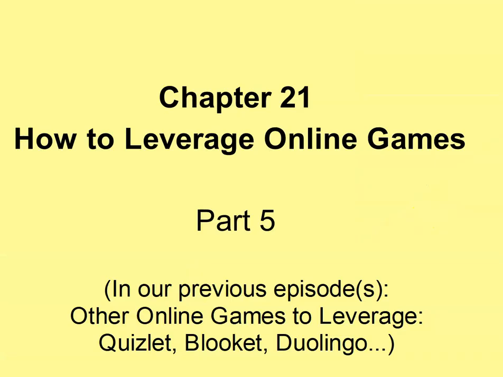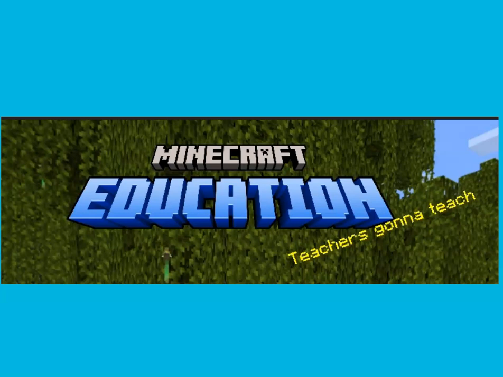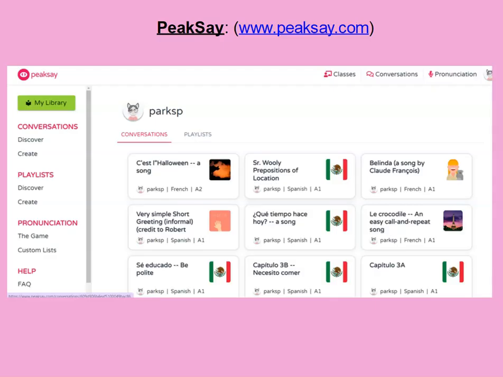We're on chapter 21 of my book, and we're talking about how to leverage online games. We've been talking about Quizlet, Blooket, I absolutely love Blooket, Duolingo, absolutely love Duolingo, and I want to go through some of the other ones that I'll throw into class. Okay, Minecraft, I've got a whole playlist about all the Minecraft stuff, so I'm not even going to talk about Minecraft right now. I'll talk about Peaksay.